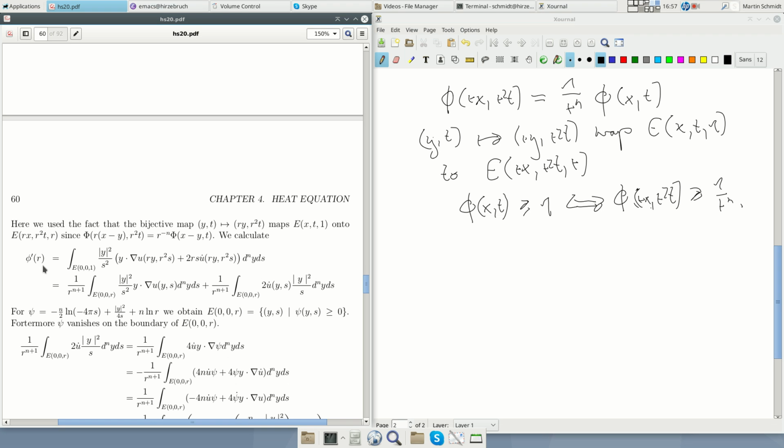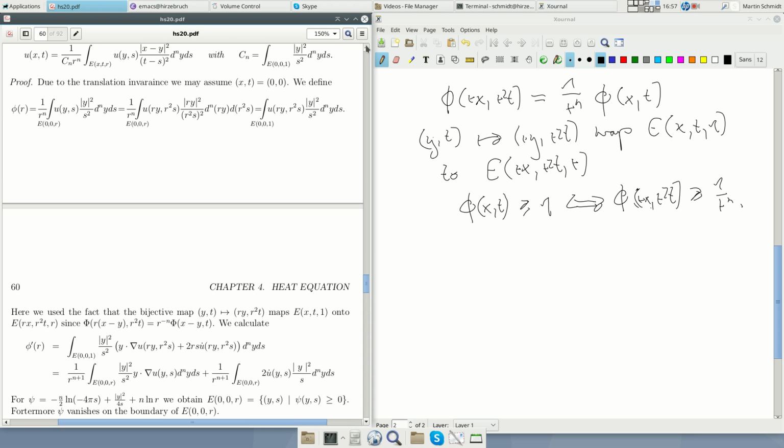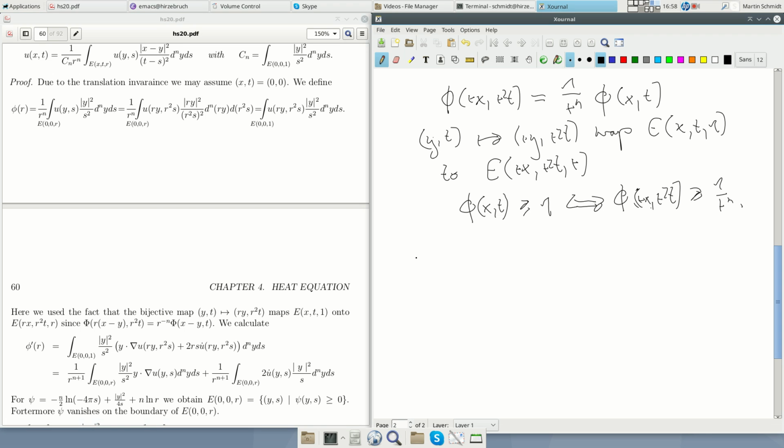So now we want to take the derivative. Let's see here. From this function here, now we take the derivative. Finally, the domain is now independent of R, so it's quite easy to calculate the derivative. Yes, let's do the calculation.